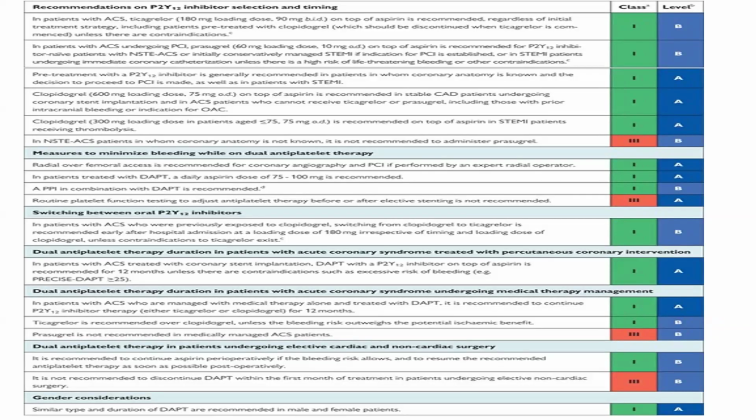Okay, this is almost the last one. So this is just to bring all the recommendations together. Recommendations for P2Y12 inhibitor selection and timing, measures to minimize bleeding, which I've talked about, switching, which I've talked about, dual antiplatelet duration in patients with acute coronary syndrome with PCI, then for patients on medical treatment, or for patients that are preparing for a non-cardiac surgery. And it's also important to know that similar type and duration of dual antiplatelets are recommended in both male and female patients. Next slide, please.